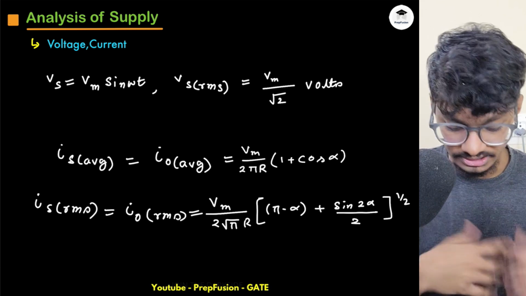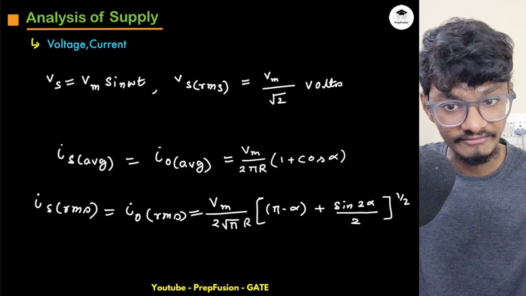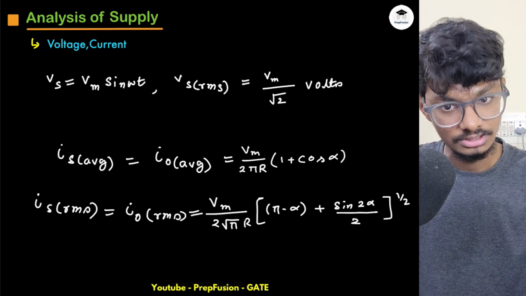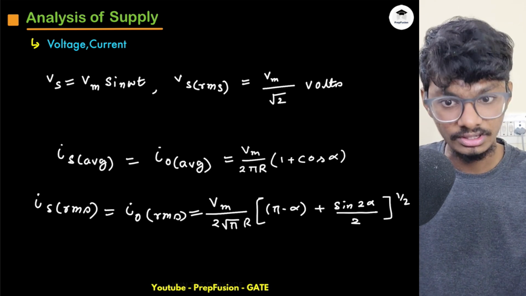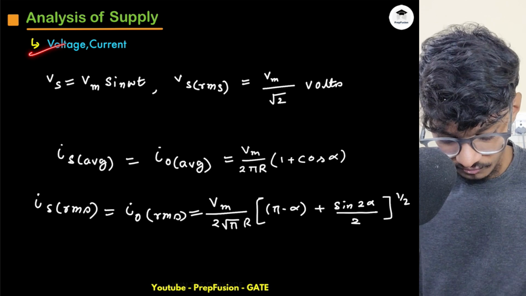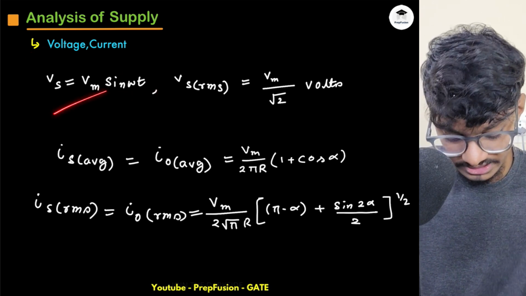Okay, so let's analyze the supply now. We have analyzed the load side and the converter, and now we'll analyze the supply side, right? The supply voltage is a pure sinusoid, so its RMS will be simply Vm by root 2. Its average will be 0.